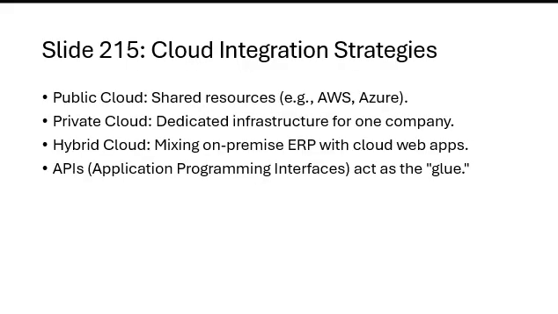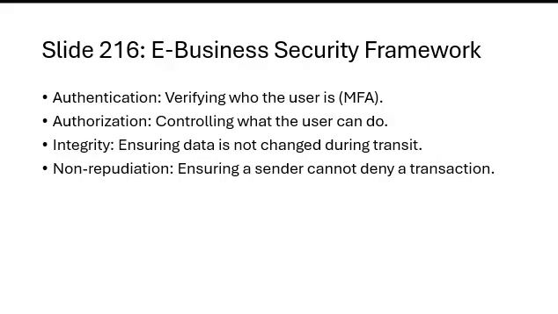Okay. Next, we have the cloud integration strategy. We have a public cloud that shares resources, like AWS and Azure. A private cloud provides dedicated infrastructure for one company. Hybrid cloud mixes on-premise ERP with cloud applications. API, the application programming interface, is a glue that connects the different systems together. So cloud integration improves scalability and flexibility for the business.